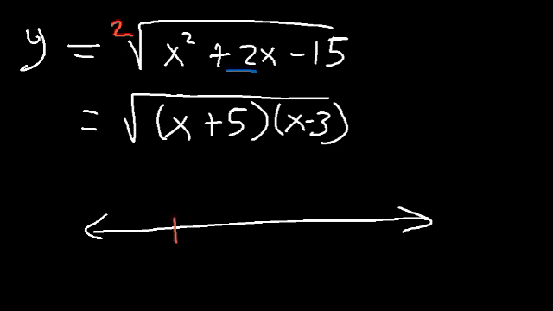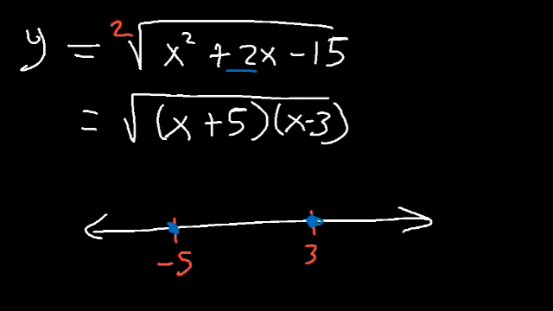So our critical points are negative 5 and 3. We're going to put a closed circle at these points because these points are included. If you plug in 3 or negative 5, you're going to get the square root of 0, which is 0 in that case. So it includes those numbers.